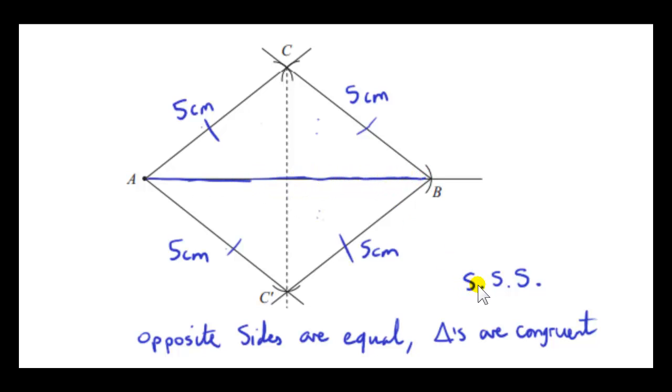So that congruency condition is abbreviated side, side, side. Three sides are the same in both triangles, and if the three sides are the same, the triangles are congruent. They're equal in every way. So in particular, the angle that's opposite this side, namely this angle in here, is equal to the angle opposite the equal side in the other triangle.